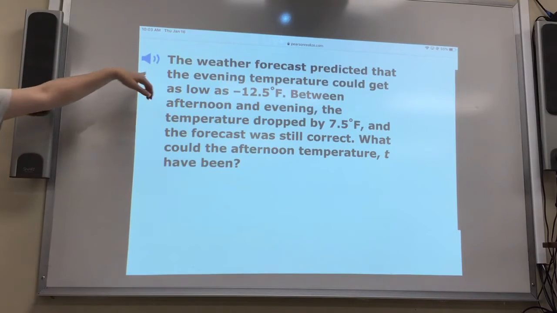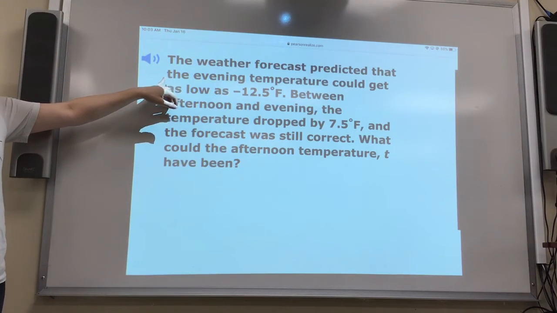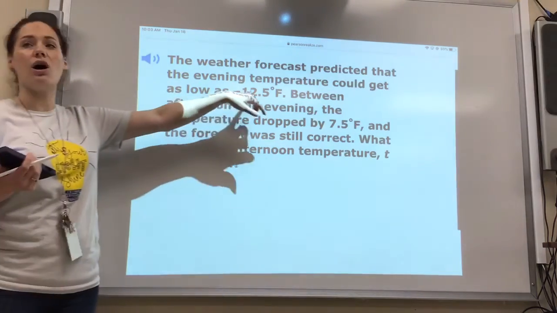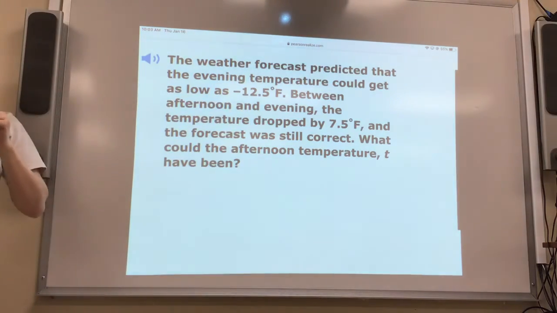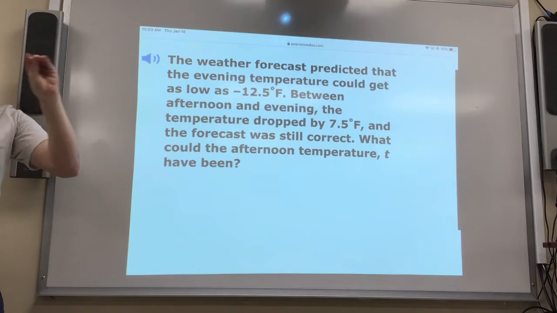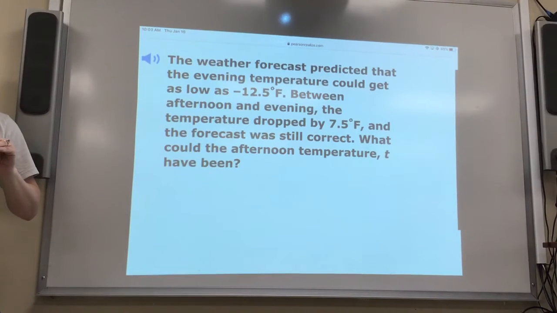Okay, so the forecast is saying the temperature could get as low as negative 12.5. What does that mean when it says it could get as low as? What does that mean? Donnie? Could it get as low as? It's hard to explain. So what else could it be? It could be as low as.